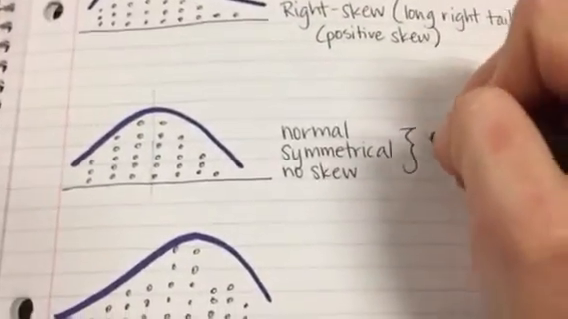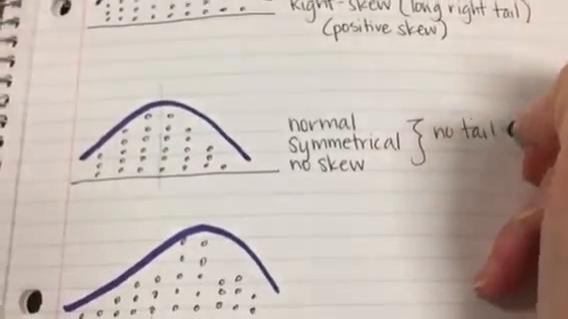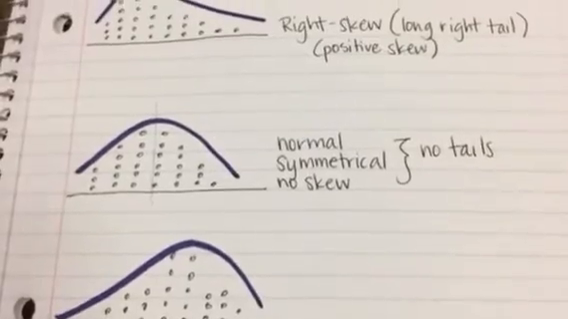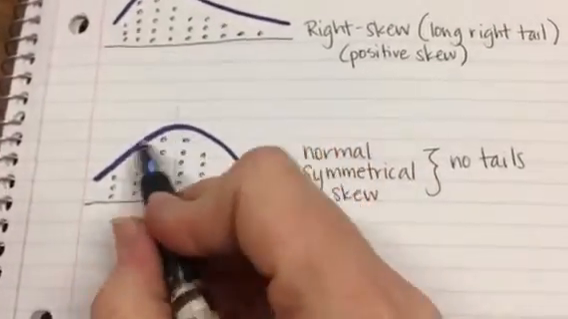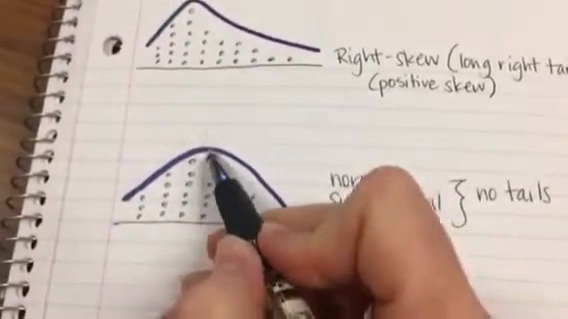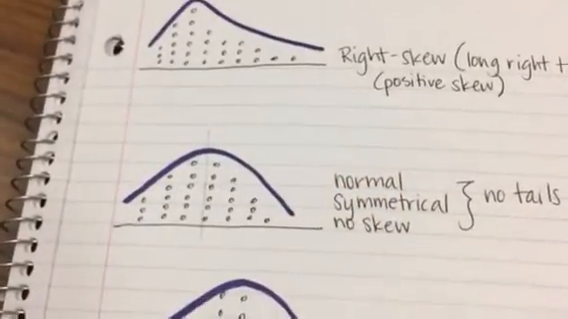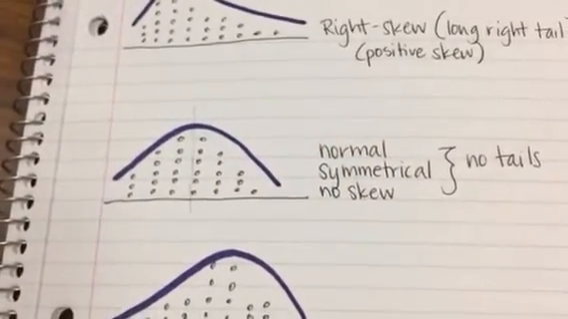This means that we have no long tail, and it just means that the tails on the graph appear to be exactly the same. The left tail appears to be pretty much the same as the right tail.